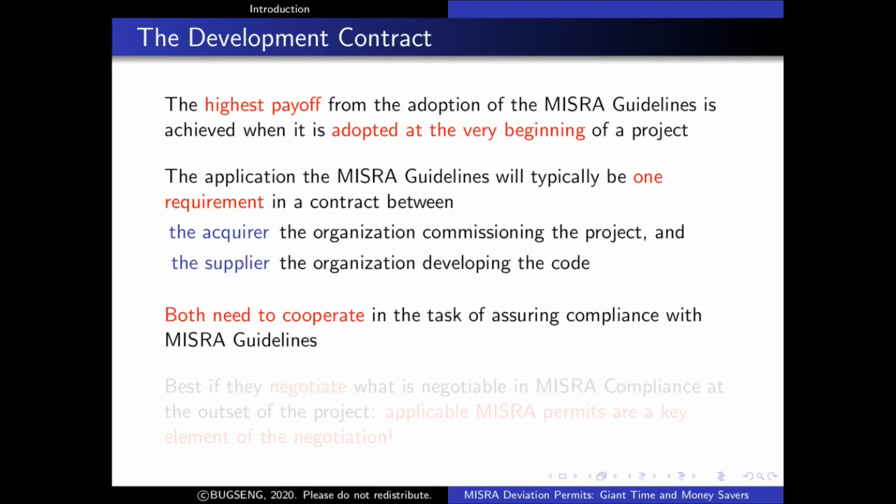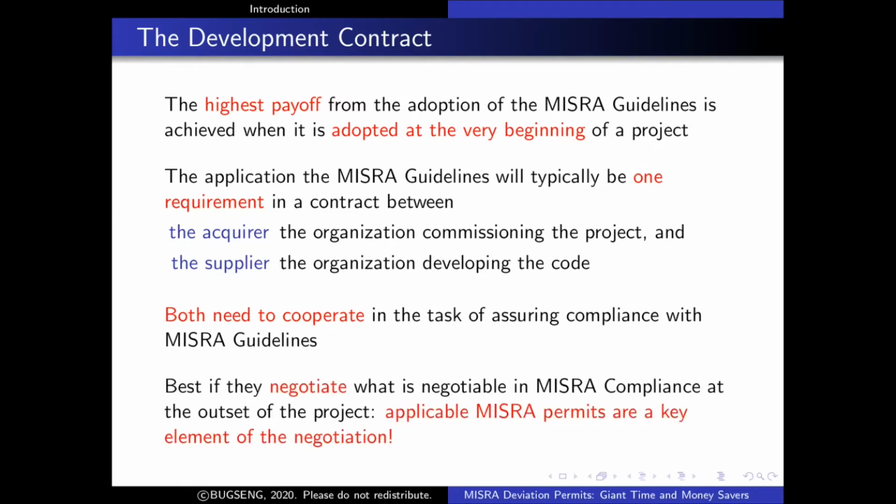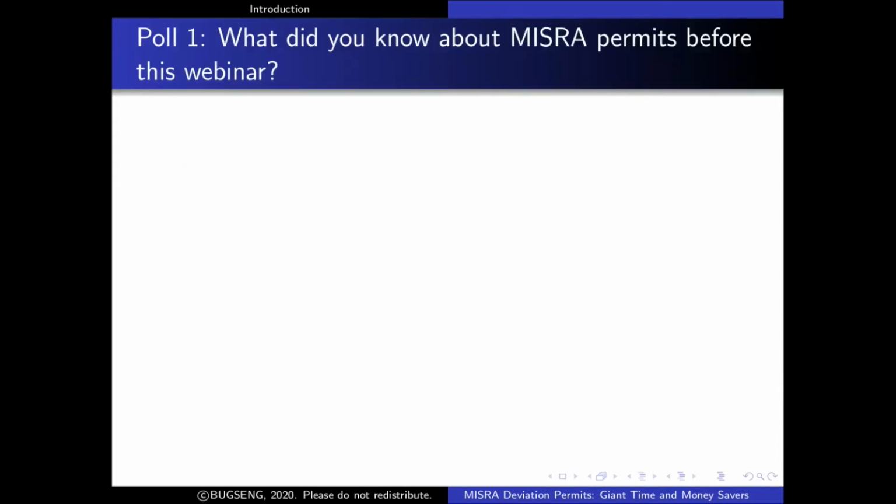And it is much, much better if before the project begins, they negotiate all what is negotiable in MISRA compliance. Okay, and applicable MISRA permits are a key element of this negotiation. So take this into account. There is an acquirer, there is a supplier, and they may agree upon permits to simplify their life and to avoid nasty surprises during the development of the project.